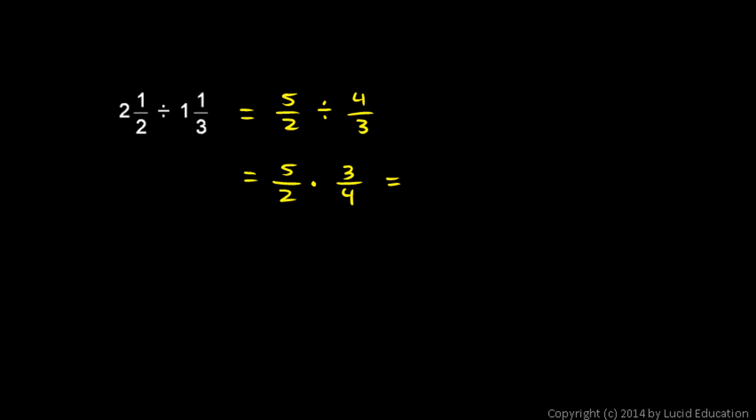And now the problem is written as a regular multiplication of fractions problem. And I multiply the numerators, 5 times 3, and I get 15. And I multiply the denominators, 2 times 4, and I get 8. And 15/8 can be written as 1 7/8. And again, it's typical to write our answer as a mixed number when the problem was stated with mixed numbers.